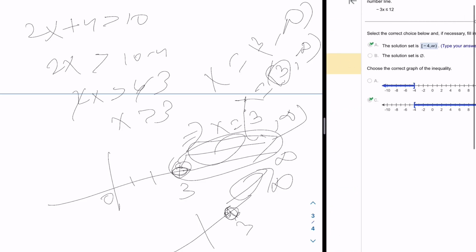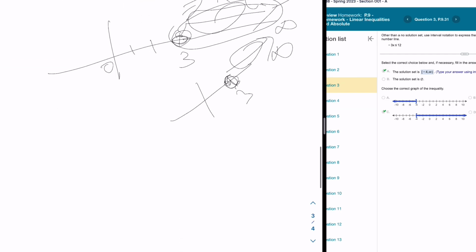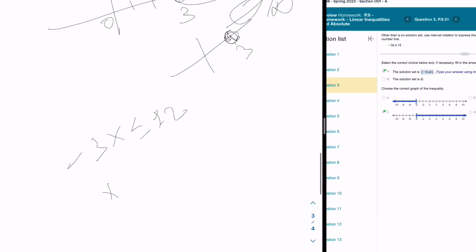Question number 3. Minus 3x greater than 12. So we need to find the value of x. The first thing is, whenever you are multiplying or dividing by a minus sign, the inequality sign will change. Just remember that.